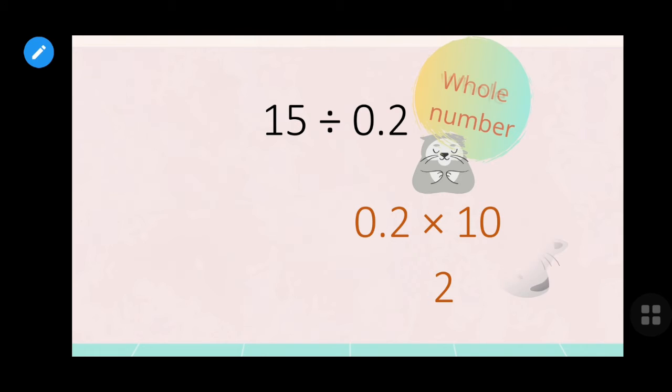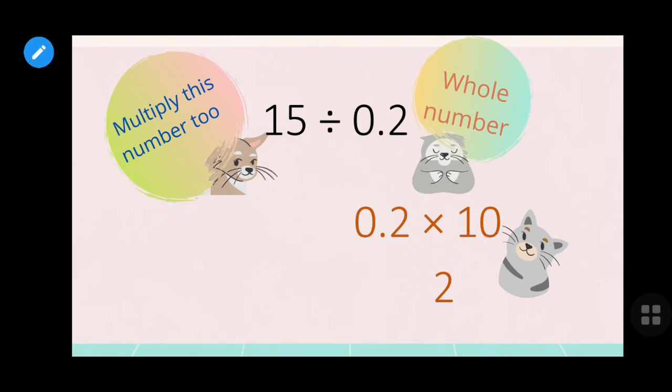Okay, now this kitty is happy and we'll see what the other kitty is saying. Multiply this number 2, because if we want to make this divisor a whole number, we multiplied it by 10, and the same thing has to be done for 15 as well. Okay, now we have 15 into 10 and that is 150. So this kitty is also happy.